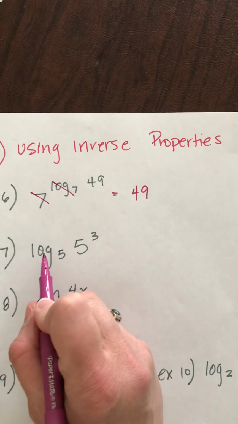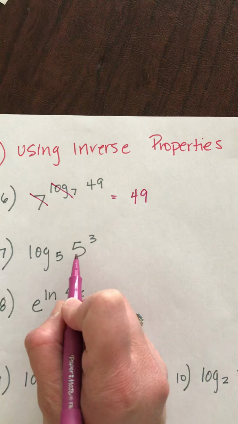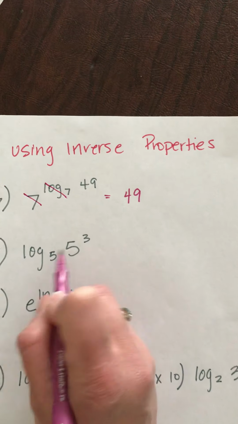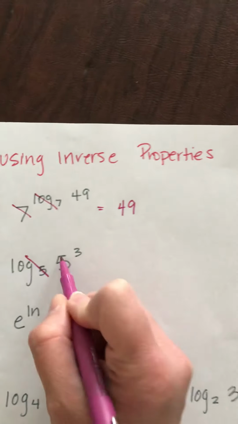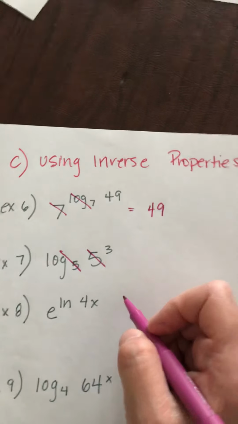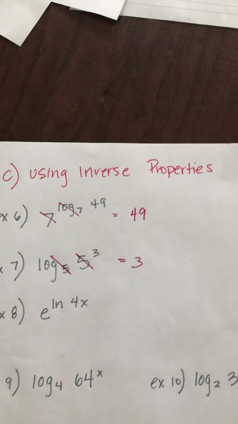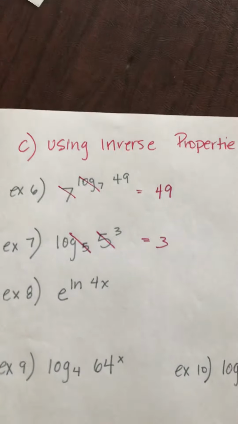Same thing with this. I can start with a log with a base of 5. Here's an exponential with a base of 5. So the exponential is 5 raised to the third. This log and this exponential, since they have the same base, can cancel each other out. And so I'm left with 3. So that whole expression just reduces to 3.